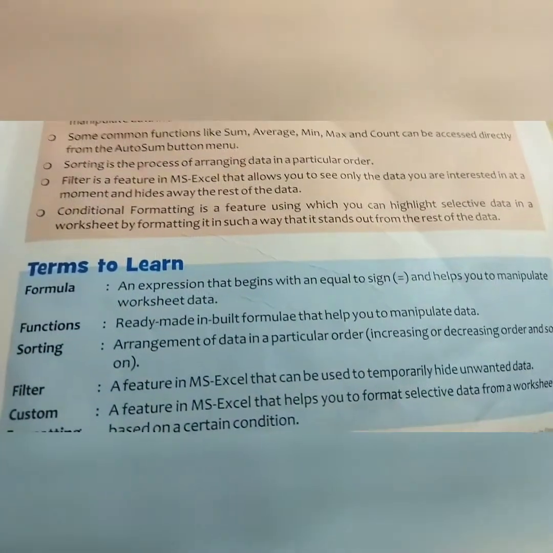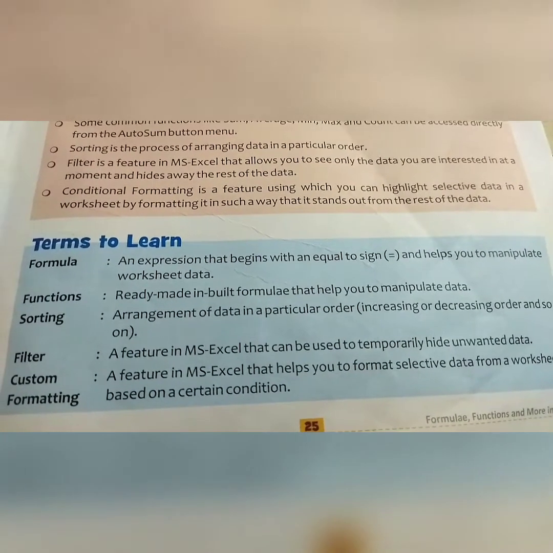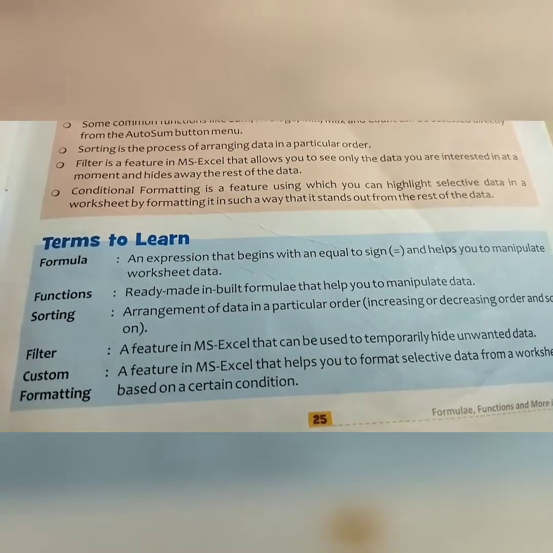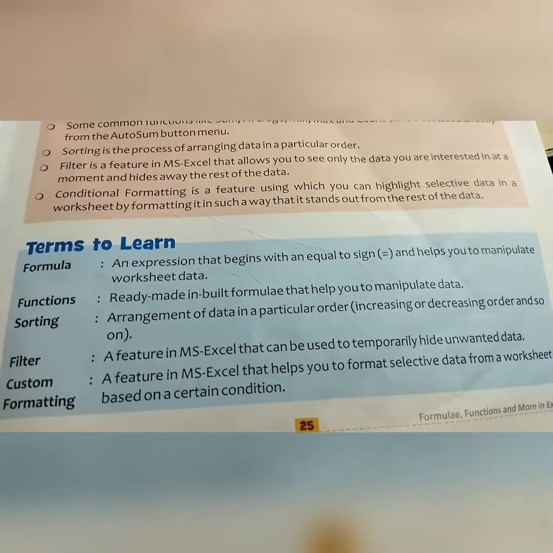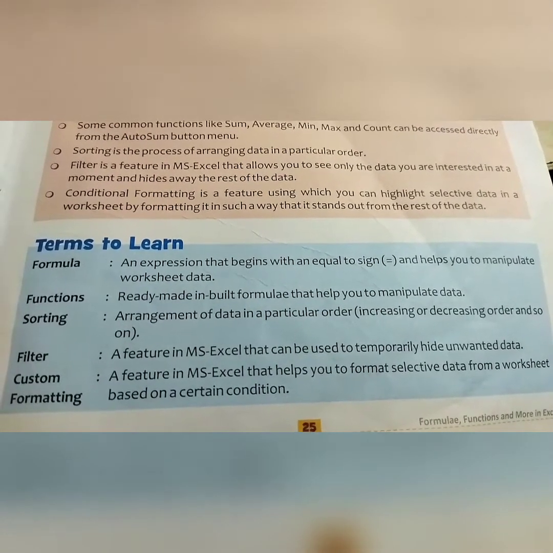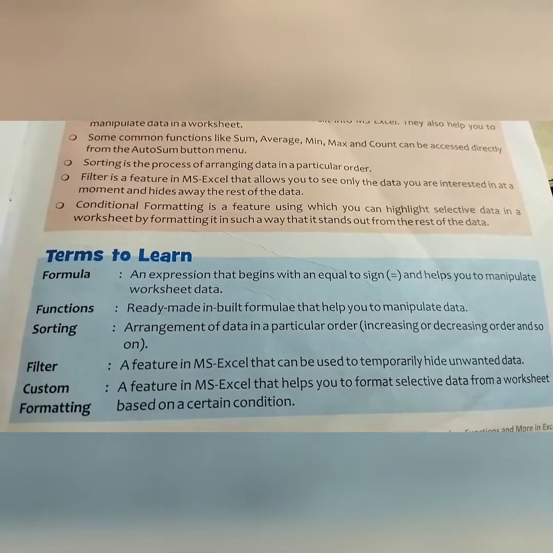Now come to the Terms to Learn part. First is formula. A formula is an expression that begins with an equal to sign and helps you to manipulate worksheet data. Second thing is function. A ready-made, built-in formula that helps you to manipulate data. Next is sorting. Sorting means arrangement of data in a particular order, increasing or decreasing order and so on.